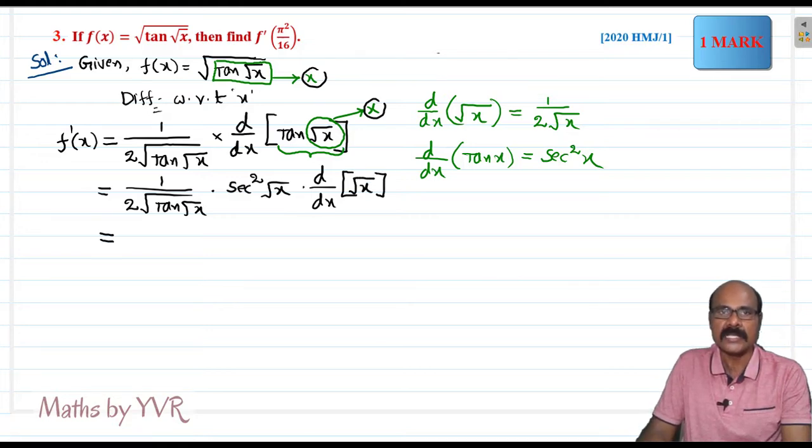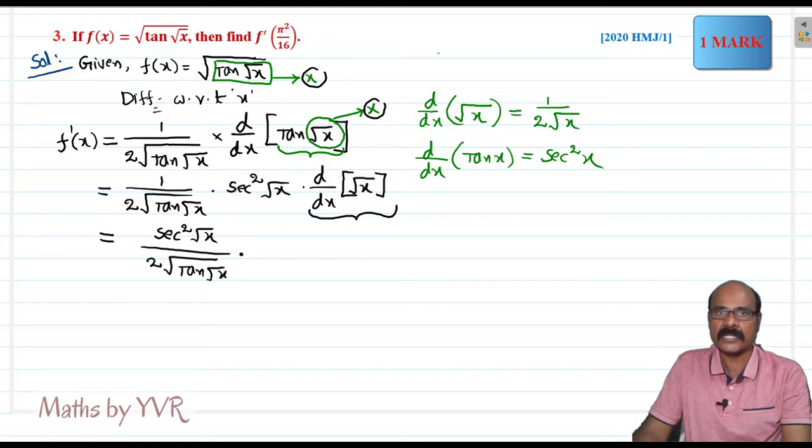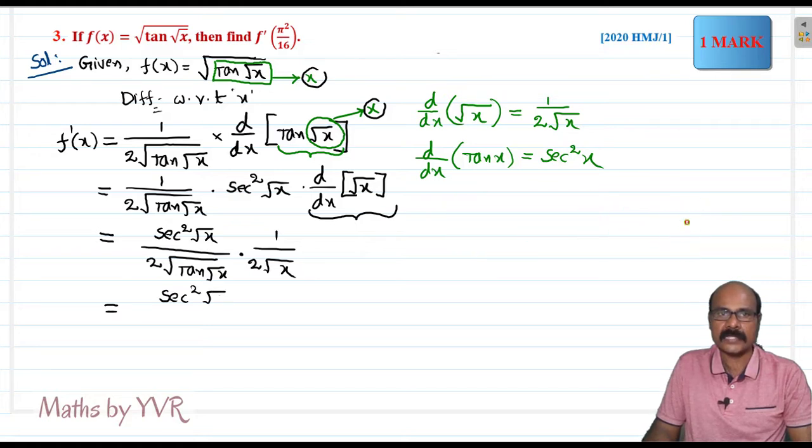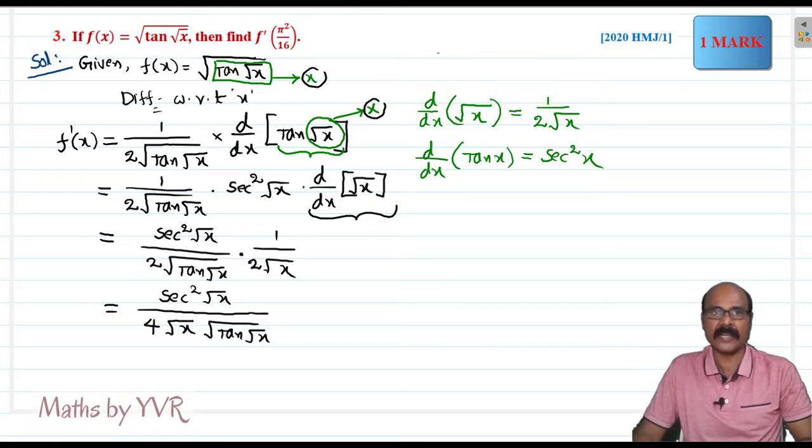That is equal to secant square root x, as it is, by 2 into root of tan of root x as it is, into the derivative of root x. What is the derivative of root x? 1 by 2 root x. That is equal to secant square root x by denominator 2 into 2, 4 root x into root of tan of root x. So this is the derivative of the given function, that is f dash x.